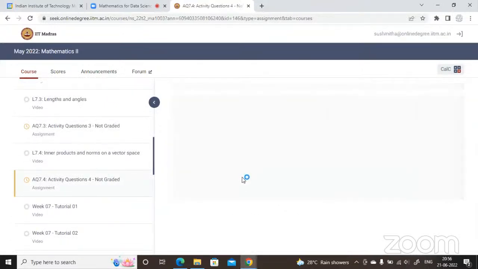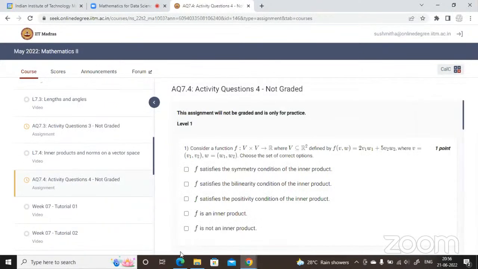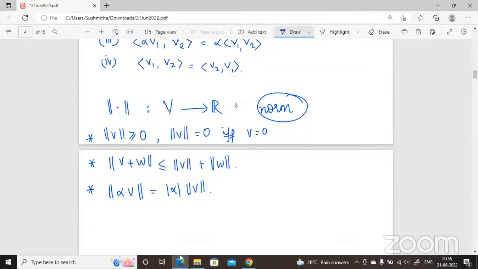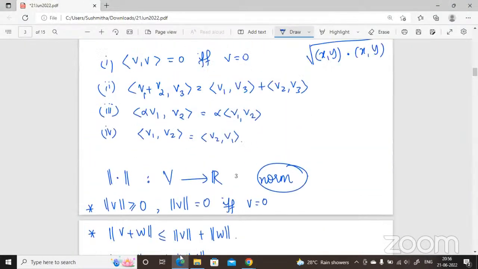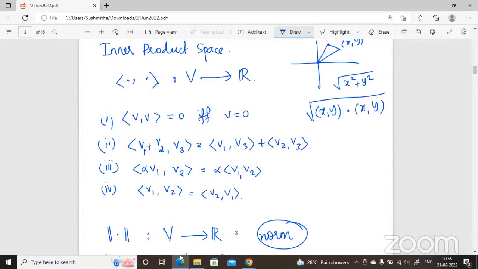Can you please go back to the inner product? You want me to explain the inner product once again? If possible, just explain it with an example.